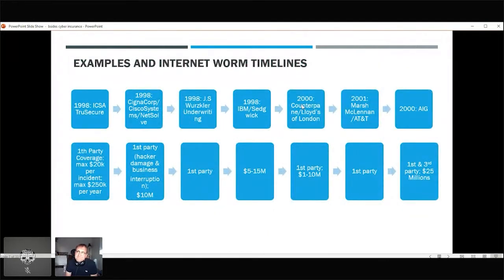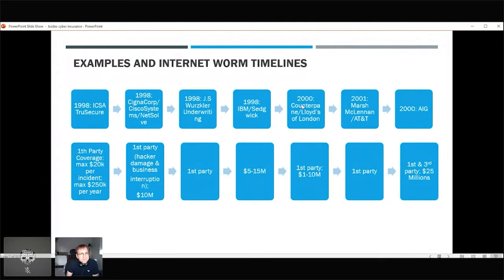And why this uptake? Well, if you look at commercial activities, the first one that was available was in 1998 from ICSA through Secure. They had a first party coverage of $20,000 per incident, and a maximum of $250,000 per year. I guess if you factor in inflation, it's much more nowadays. But if you look over time, up to 2000 with AIG, you can get first and third party coverage for 25 million now.